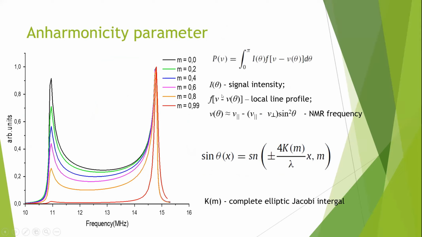The anharmonicity parameter is a parameter that comes from the fitting of this spectrum by the complete elliptic Jacobi integral, and this parameter comes directly from this integral, and it tells us about the non-symmetricity of this spectrum. For example, when the anharmonicity parameter is equal to 1, almost 1, you have only one line shifted to the right for this type of easy axis anisotropy. And when the anharmonicity parameter is 0, you see a symmetrical type of spectrum.